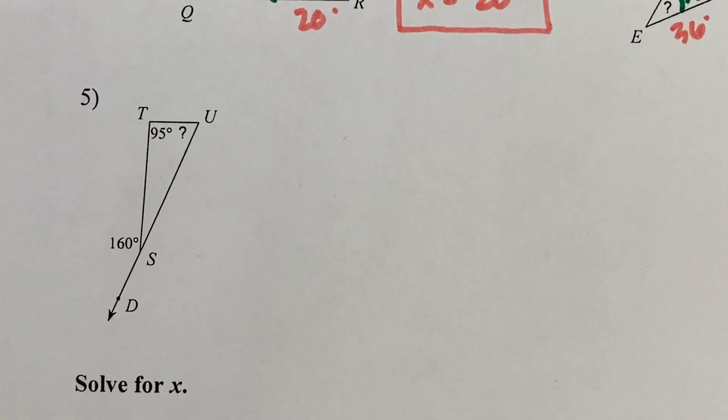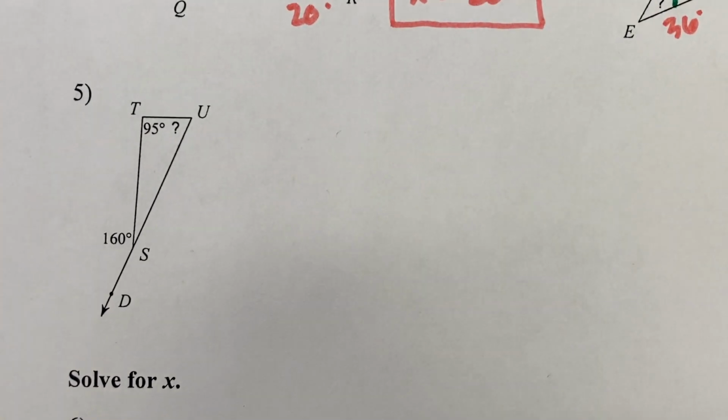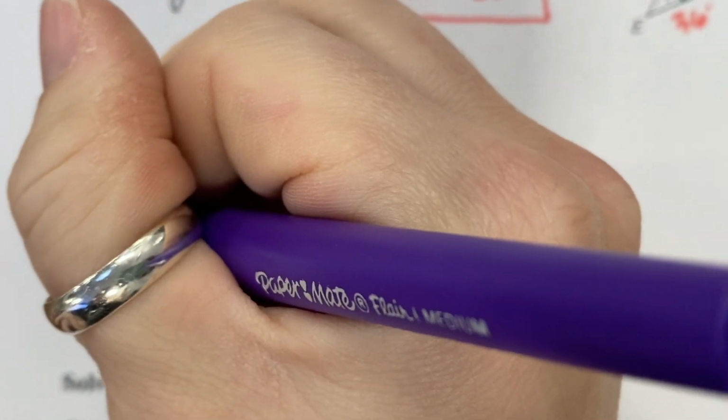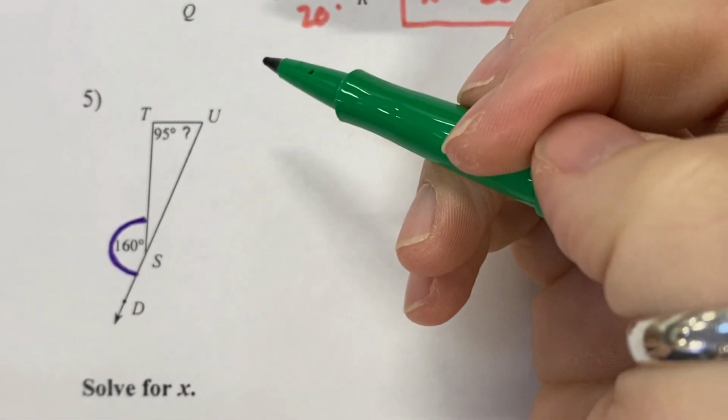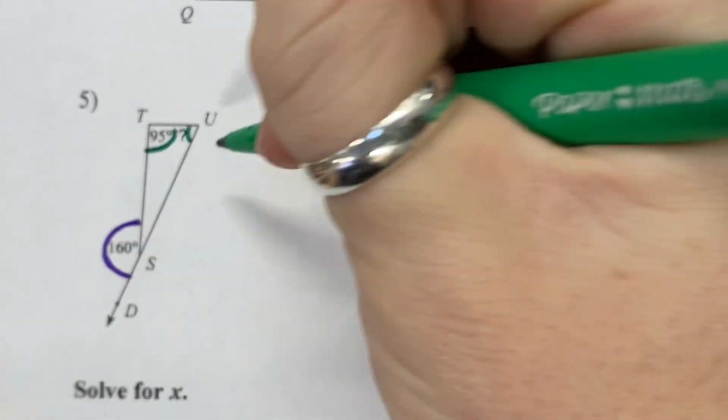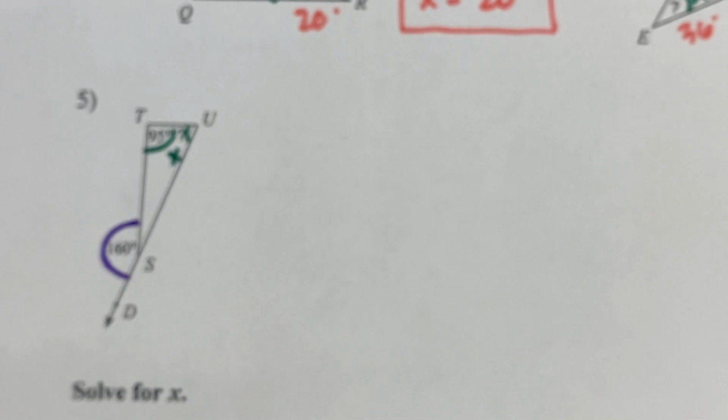Alrighty, let's look at number 5. Okay, so again, what is it giving us? What are we trying to find? Okay, well, it's giving us our exterior angle, 160, and one of our interior angles, 95, which means we're trying to find our other one, which we're going to label as X again.